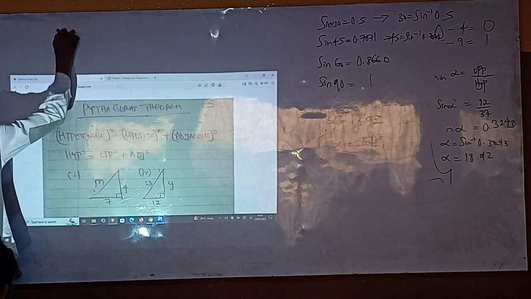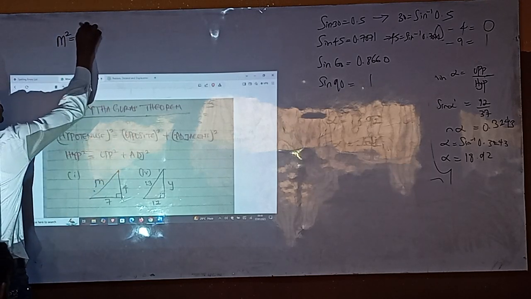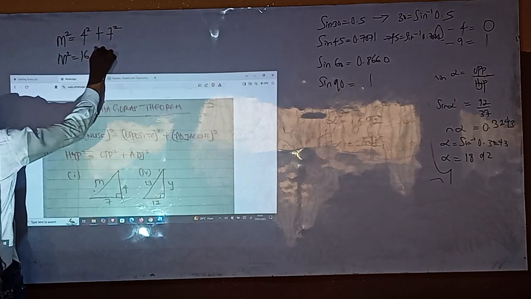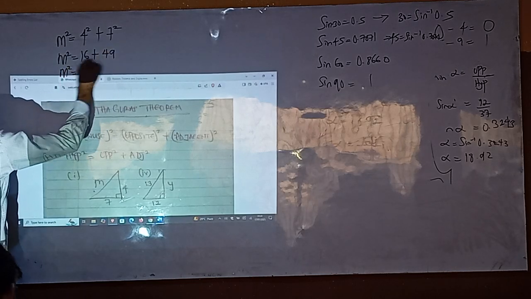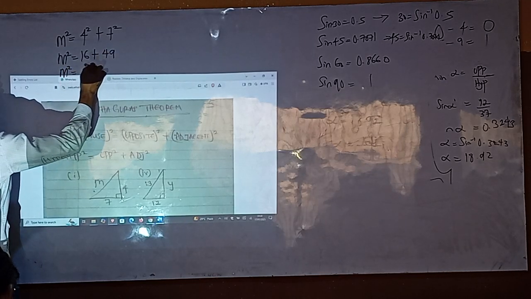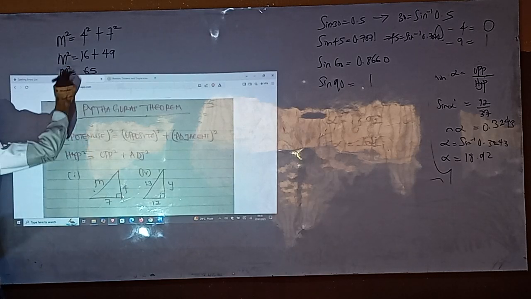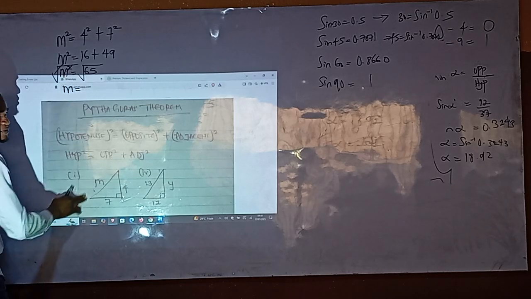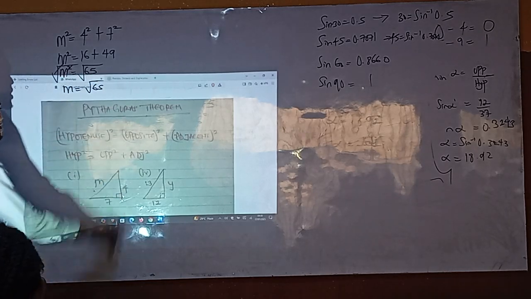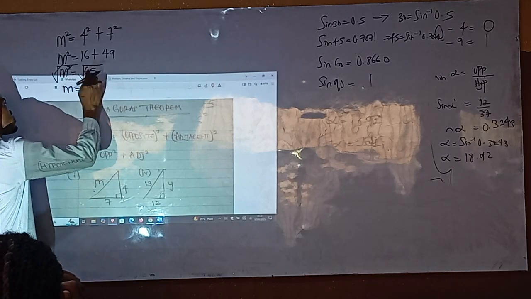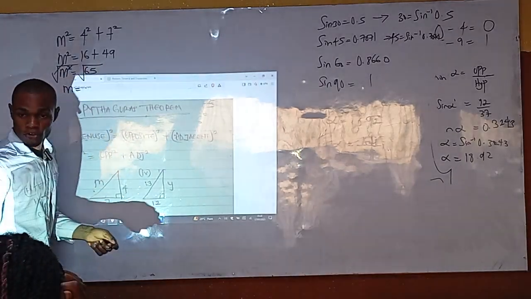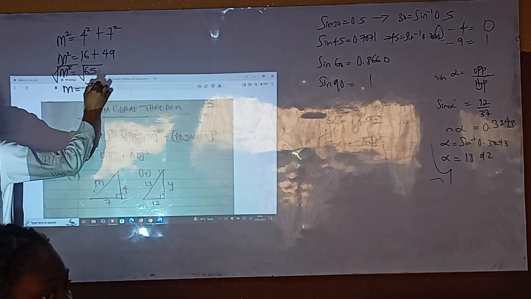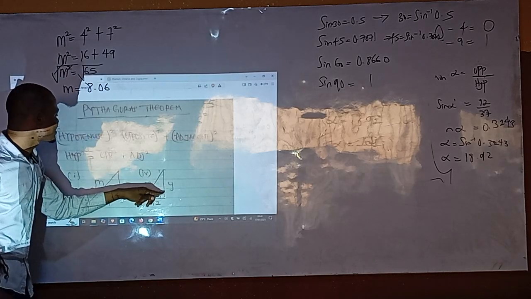Now you are going to write what? M squared equals opposite, 4 squared, plus adjacent, 7 squared. M squared equals 4 squared, which is 16, plus 7 squared, which is 49. M squared, 16 plus 49 is what? 65. How are you going to get your value of m? When you have a square like this, you take the square root of both sides. So m is the square root of 65, right? You get your answer. What's the square root of 65? 8.06. That's it.